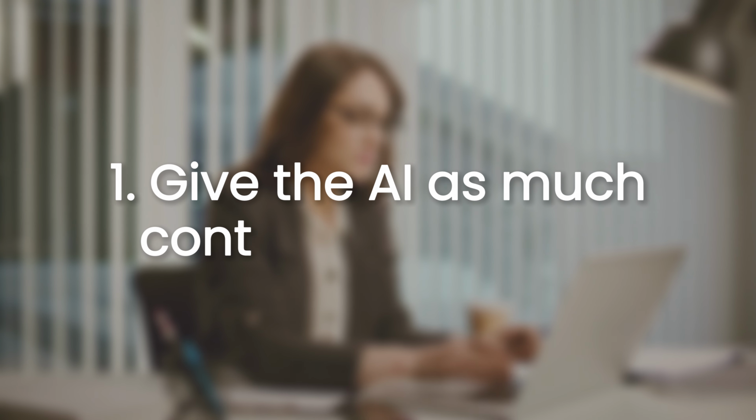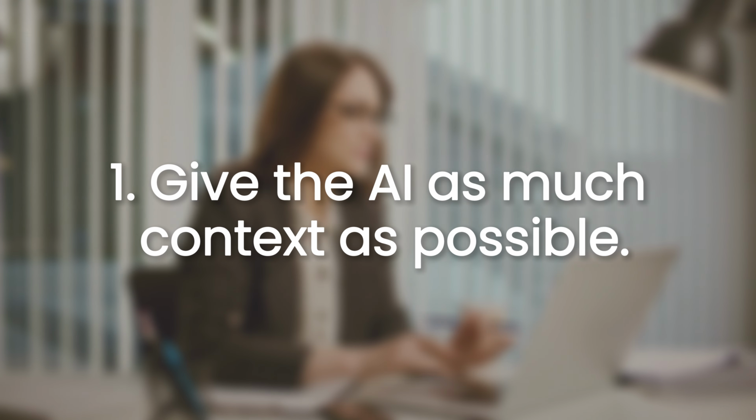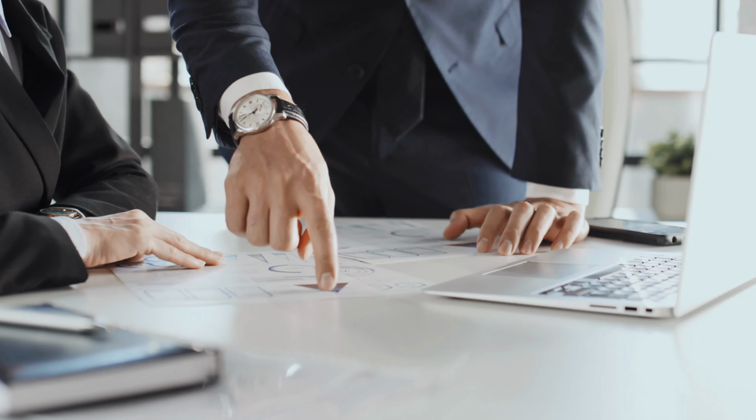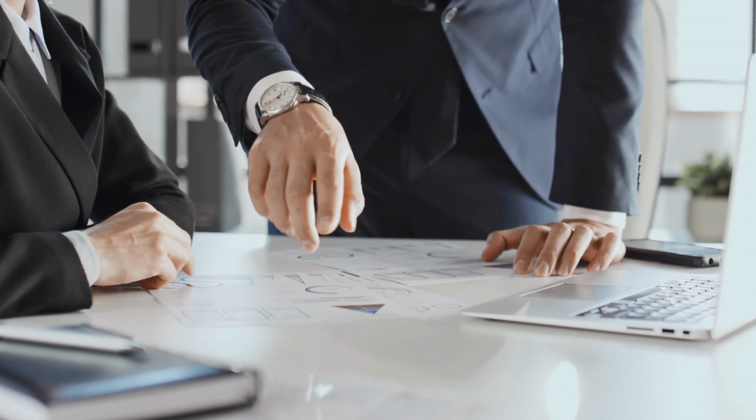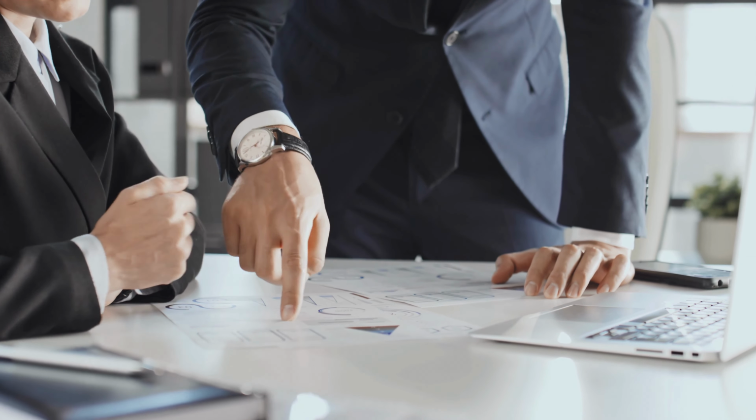It's really simple. The first step is give the AI as much context as possible. I'll give you an example. Let's say that you have a strategic partner, somebody in your business who's been saying some bad things about you, and you need to approach this. You need to give the AI some context as you put together an email.